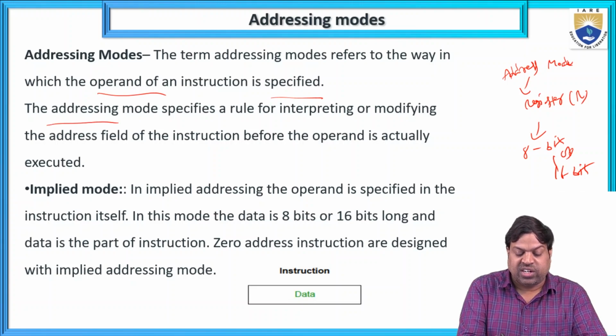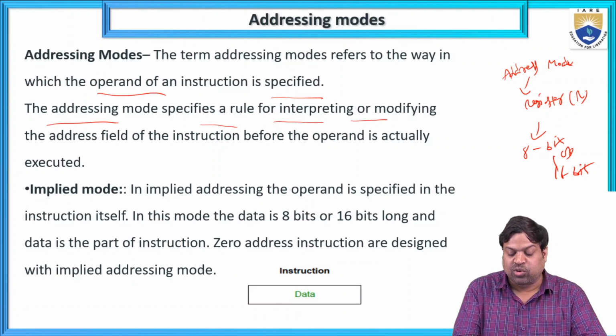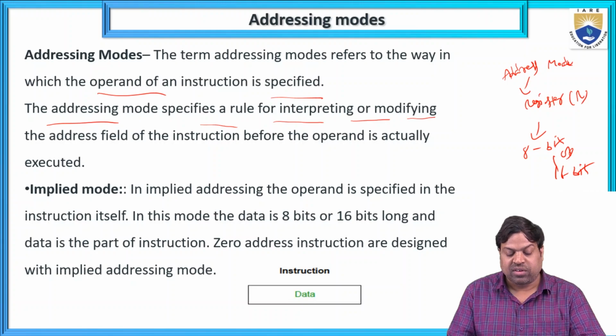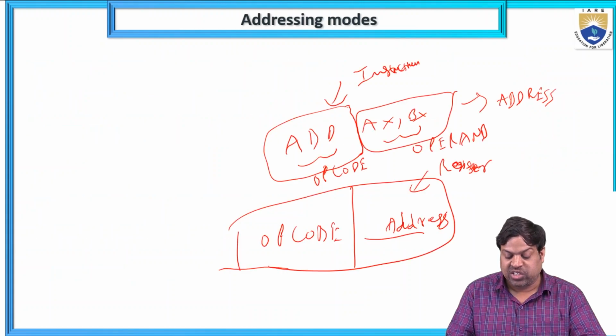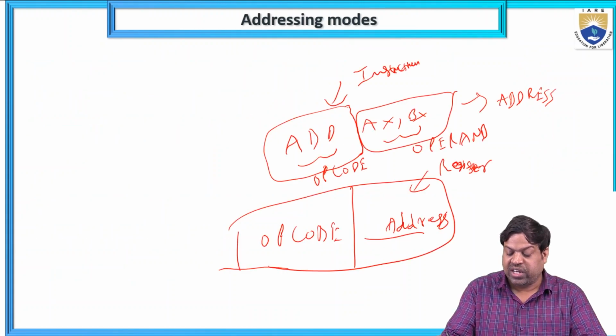So the addressing mode specifies a rule for interpreting or modifying the address field of the instruction before the operand is actually executed. Suppose I give an opcode and operand, this one, ax comma bx. To this operand I have given one address.